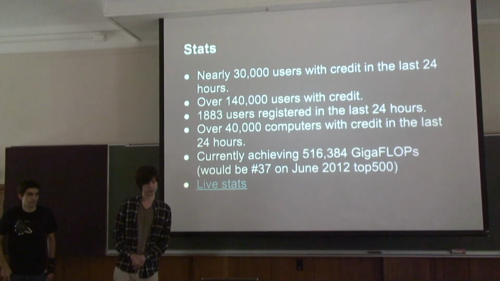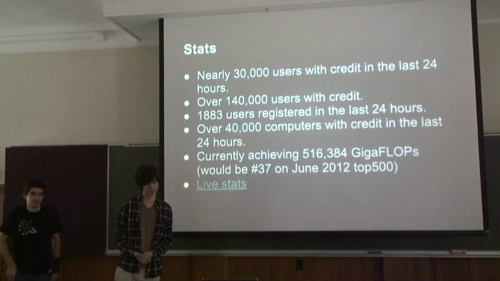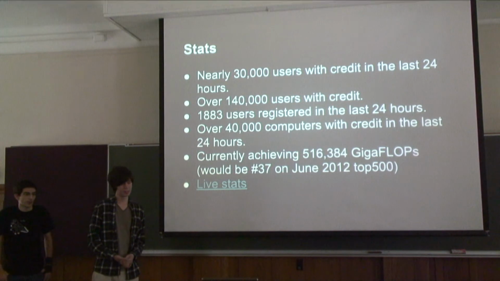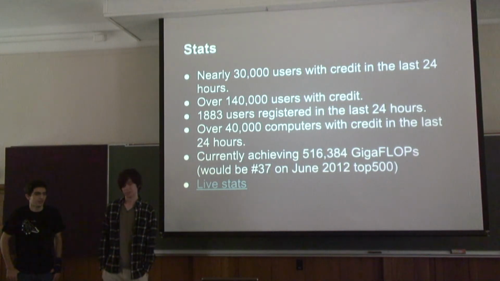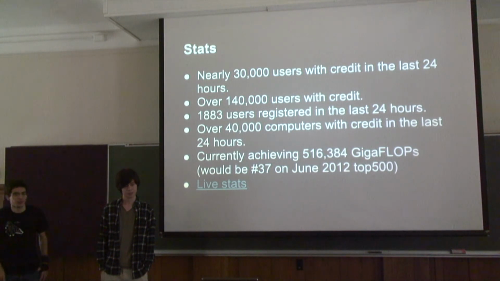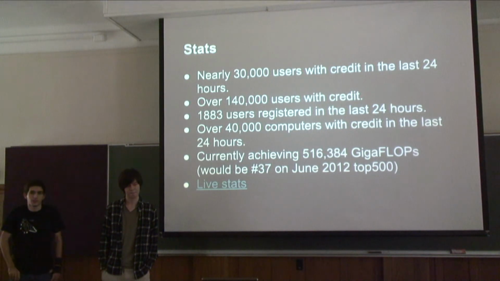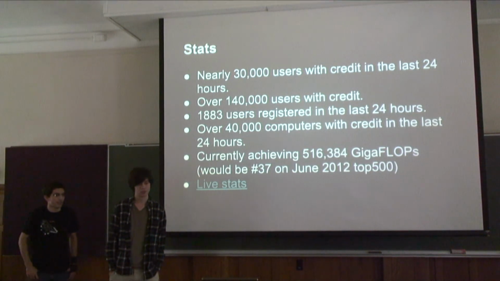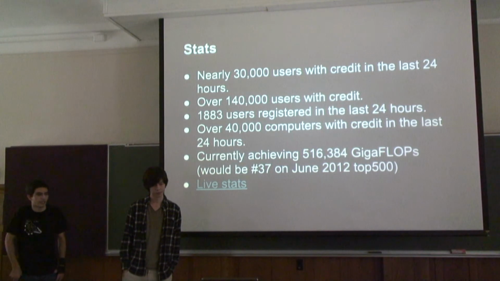Over 40,000 computers with credit in the last 24 hours. And it's currently achieving 51,000. It's achieving a lot of gigaflops. So if it were over 517,000 gigaflops, we'd be number 36 on the June 2012 Top 500. But since it's not a true supercomputer, because there's no communication, it's not really on that list. And we also have a live stats page you can check, server stats, stuff like that.